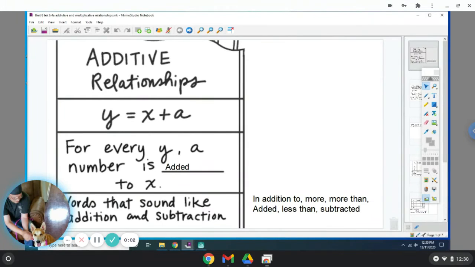Okay, so today we're going to be learning about additive and multiplicative relationships. An additive relationship is what it sounds like: when it's adding or sometimes subtracting a number. So for every y, a number is added to x. Words that sound like addition and subtraction are in addition to, more than, added, less than, subtracted.